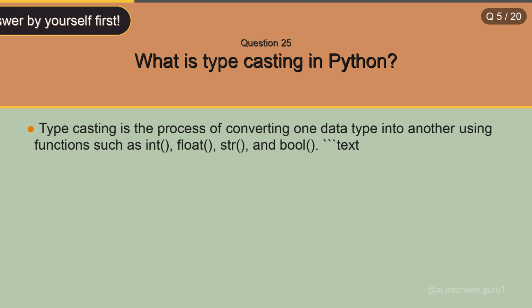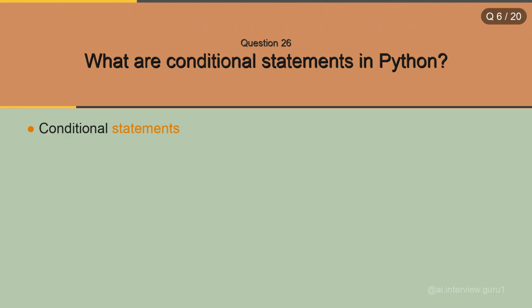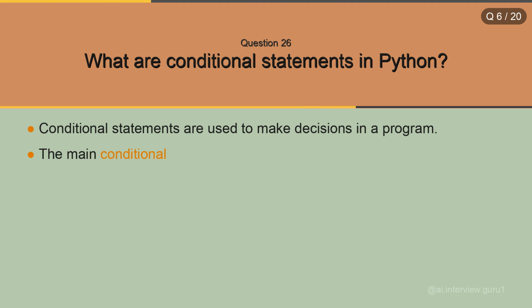What are conditional statements in Python? Conditional statements are used to make decisions in a program. The main conditional statements are if, elif, and else.